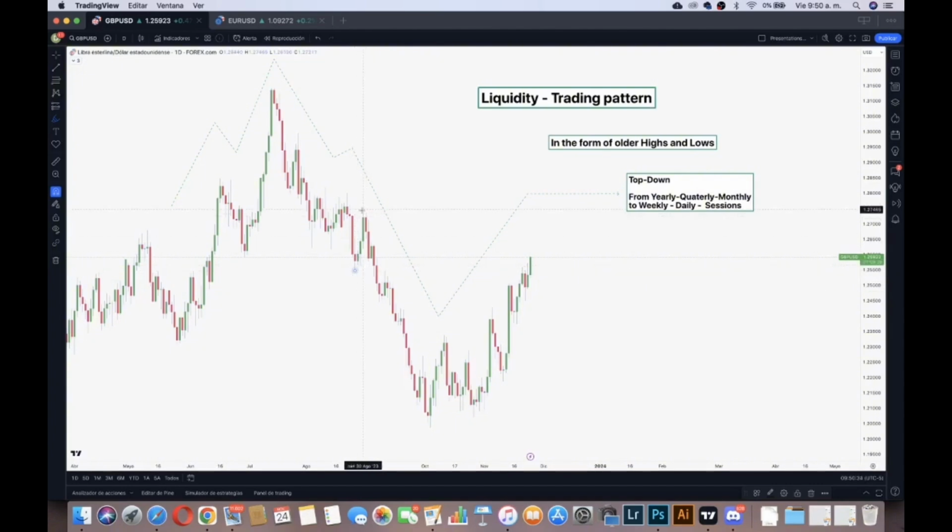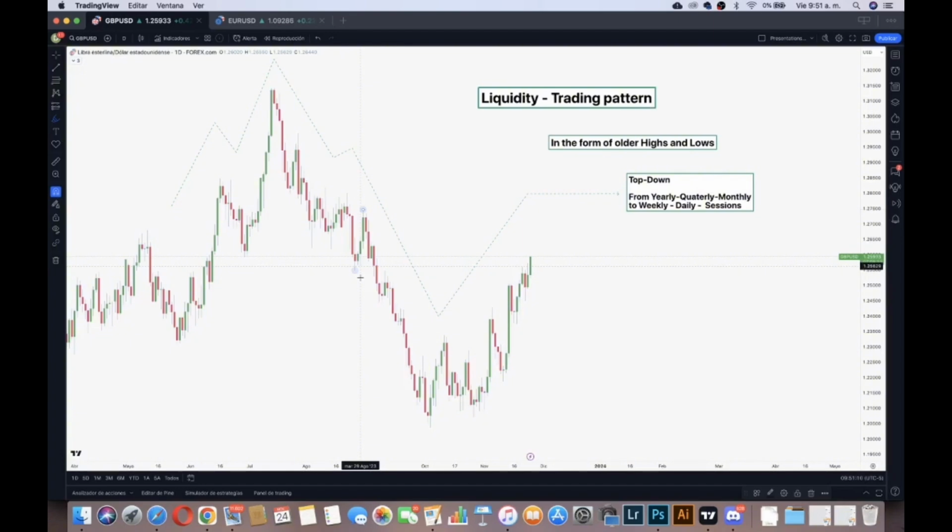For example, in this high, before these sells were placed with enough strength to take this older low, well then right here above this older high, the stop losses were placed in order to go for these lows, right? So that's why we find liquidity in the form of older highs and older lows, and not just any older high or any older low.